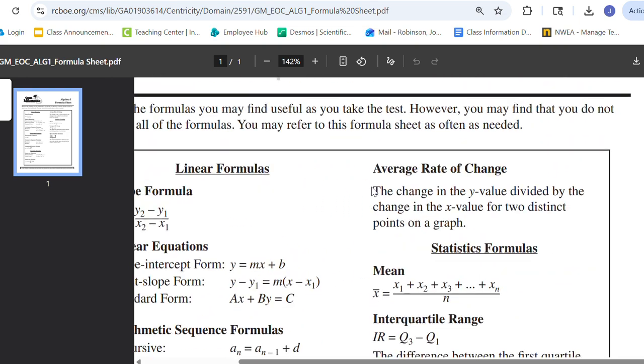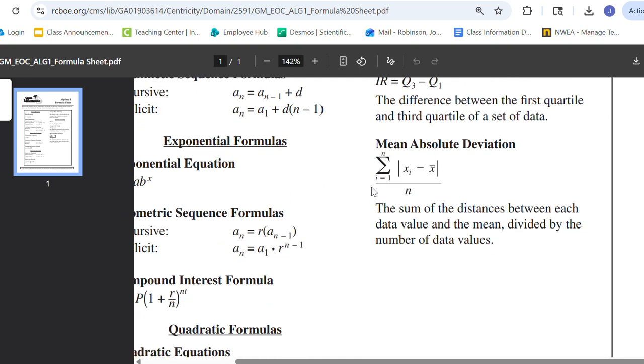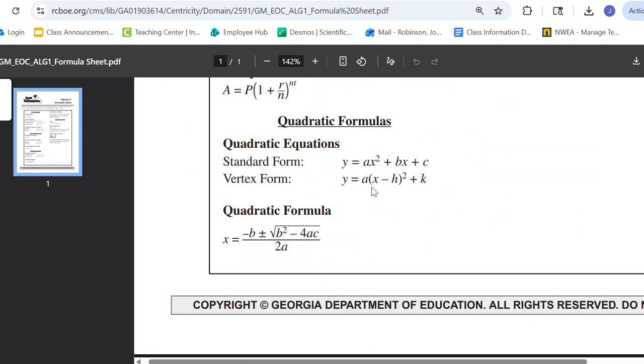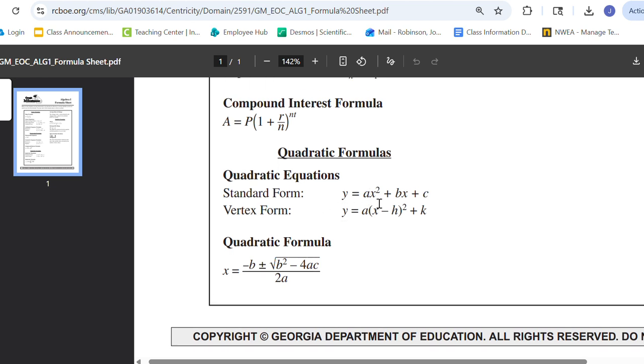Okay. We are on the vertex form. This is a little different layout. Vertex form right here. Write this down. y equals a(x - h) squared plus k, where h and k are the ordered pair for the vertex.